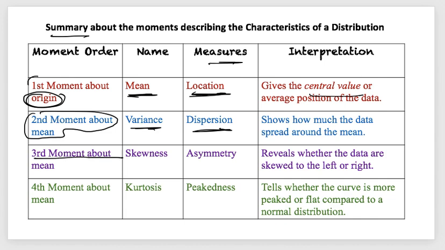The third moment about the mean describes the skewness. This tells us about the asymmetry or lack of symmetry, so it tells us whether the data is skewed to the left or to the right. And the fourth moment about the mean is the kurtosis, which measures peakedness and tells us whether the distribution is peaked or flat as compared to the normal. So this is a summary of whatever we have discussed so far.